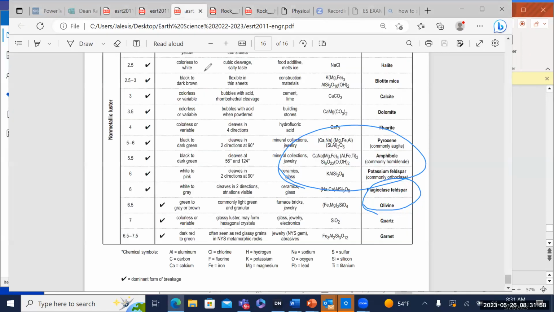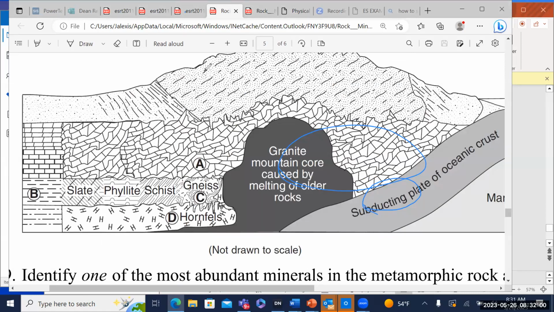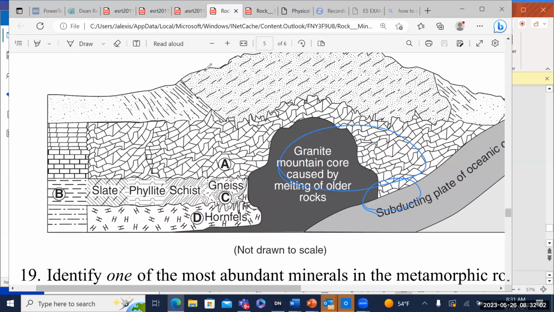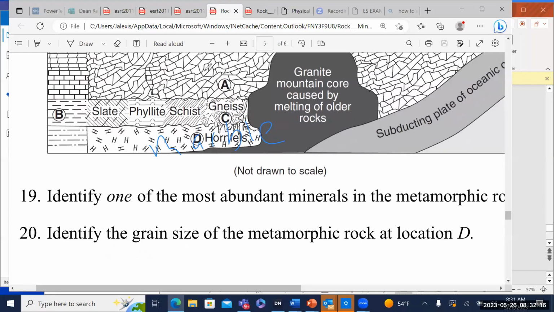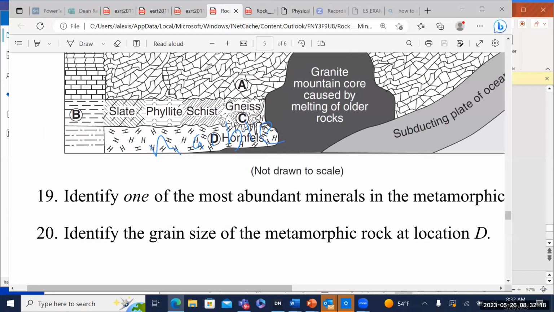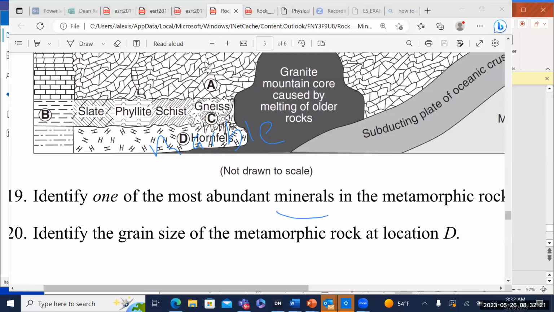Marble, this is marble, and A also, so A is marble. We know that. But what did the question say? We know that A is marble. That is correct. But it says identify one of the most abundant minerals in marble. So even though A is marble, we need to find the mineral. And remember, rocks are made up of minerals.